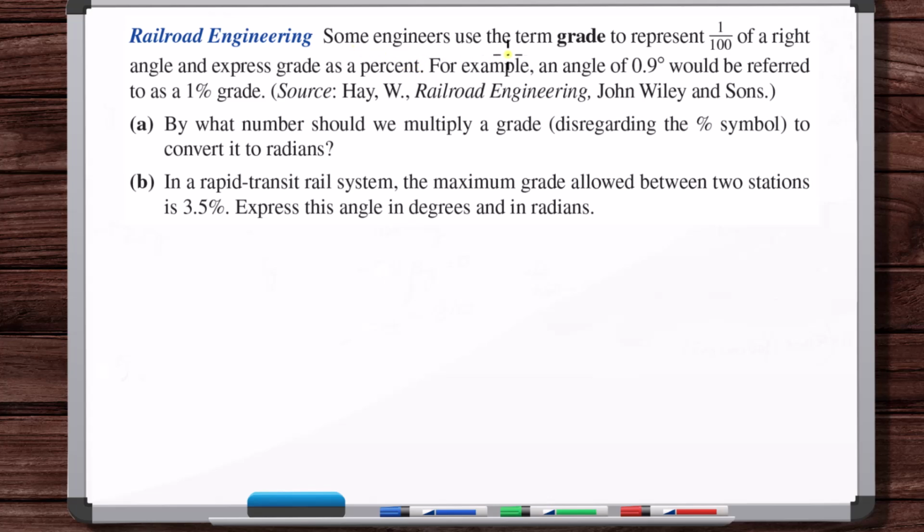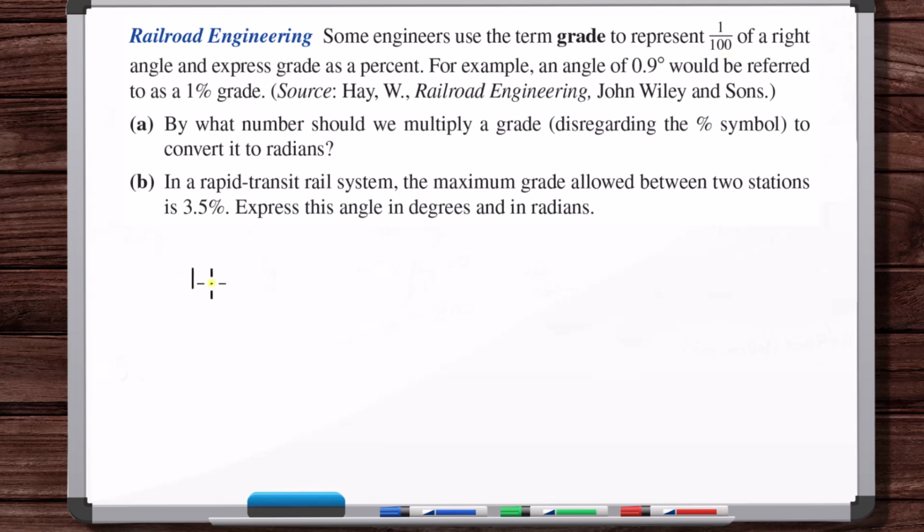Some engineers use the term grade to represent 100th of a right angle and express grade as a percent. For example, an angle of 0.9 degrees would be referred to as a 1% grade. Okay, so let's first try and make sure we understand this. What are they saying here? Grade represents 100th of a right angle.